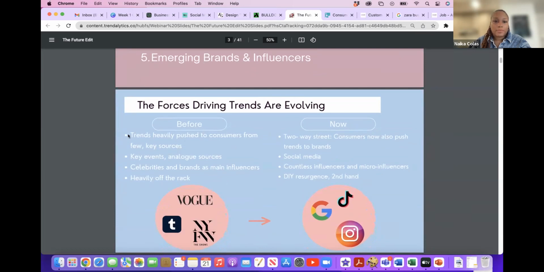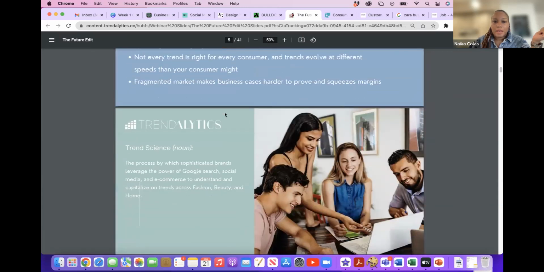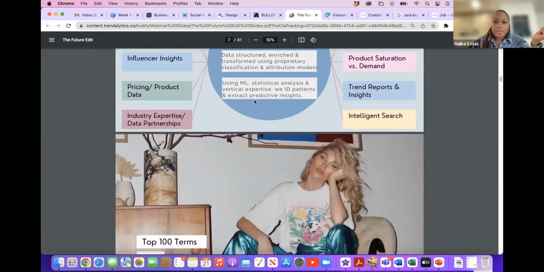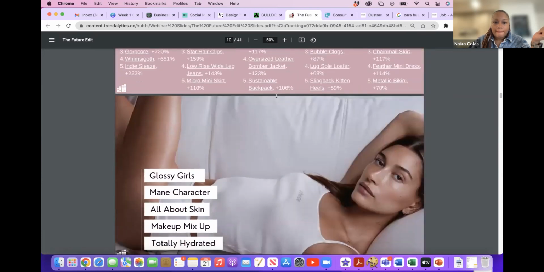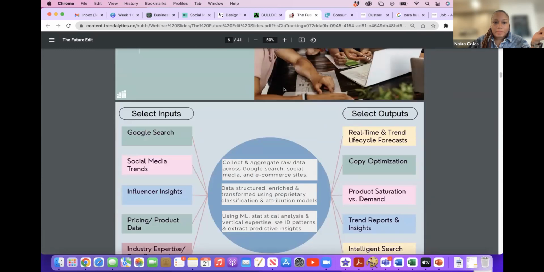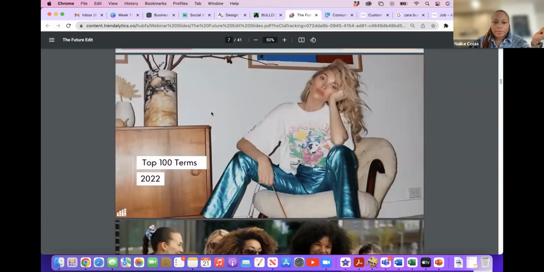These are trends before and after. You'll see these trends heavily pushed for consumers from key sources, key events, analog sources. This is what was trending before. Now we went from Vogue, Twitter, and New York Fashion Week to now Google Analytics, Instagram has analytics, and TikTok has analytics. I'll just go into what's trending for this year. These were 2022. Social media trends. I'll share this with you all too.